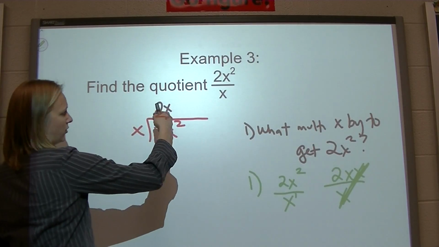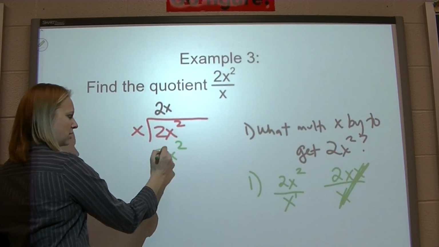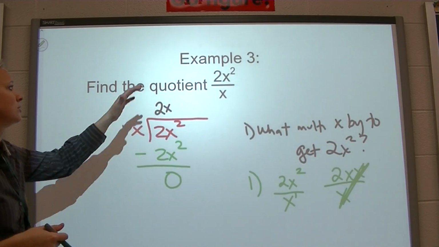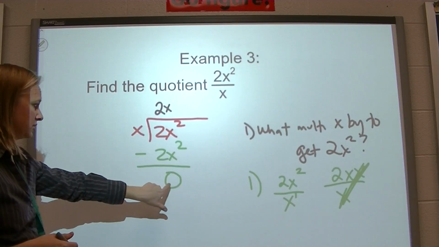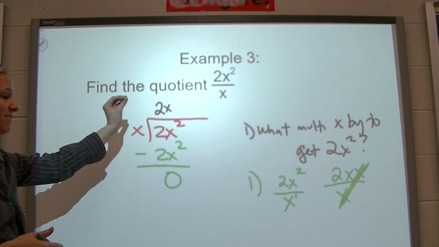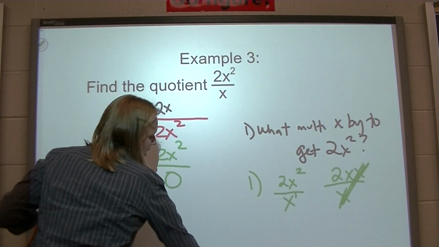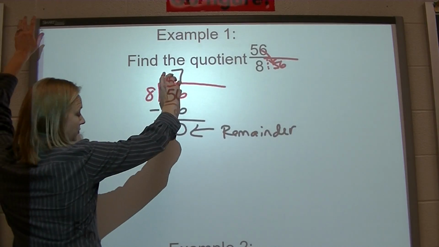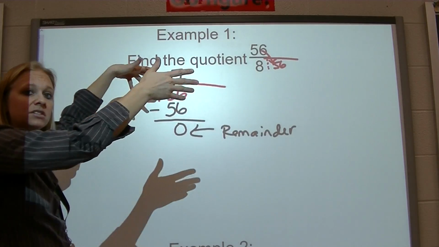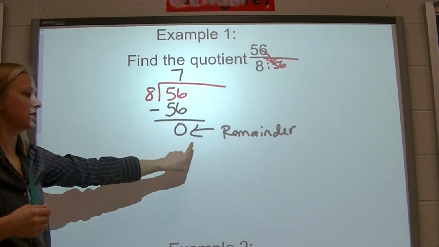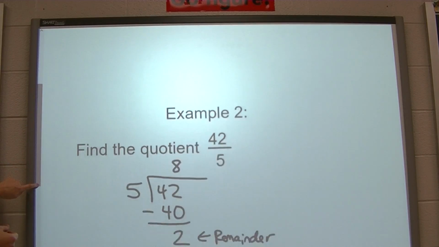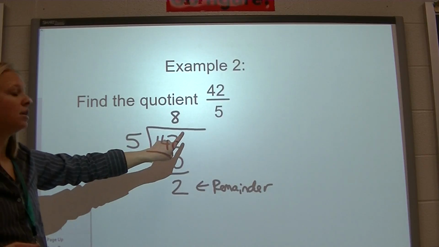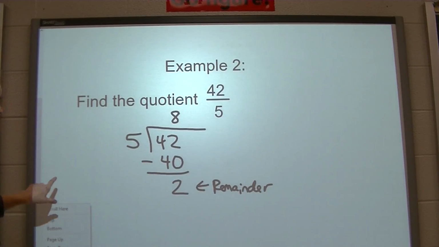So then, just like we did before, we take 2x times x, well that's 2x squared, and we subtract that. So 2x squared minus 2x squared is 0. So x goes into 2x squared because there is no remainder. Or we could say x is a factor of 2x squared because there's no remainder. Just like up here, we should know that 8 is a factor of 56, and so is 7. They're both factors of 56 because they don't create a remainder. Now here, we can say that 5 is not a factor of 42 because it creates a remainder of 2.